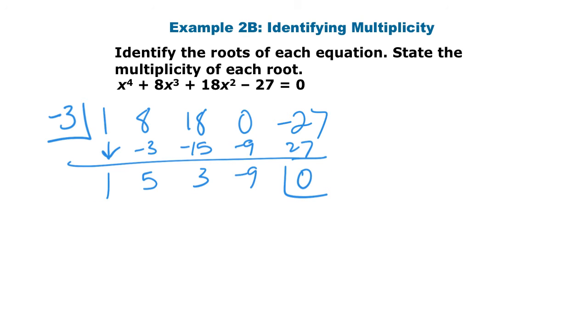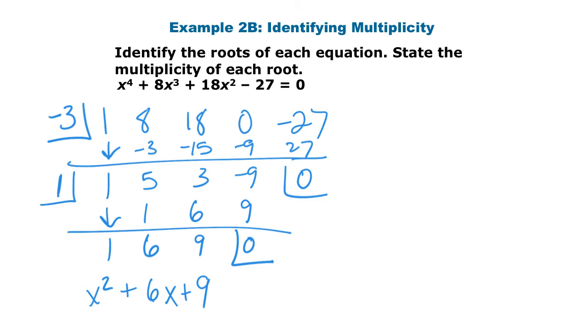Next, I saw from the graph that 1 was a factor. So I'm going to start with that now and do the synthetic division. So when I did synthetic division with 1 as a factor, I also got 0, so that's good. So what I have left here is now getting pretty simple. I just have 9 plus 6x plus 1x squared.